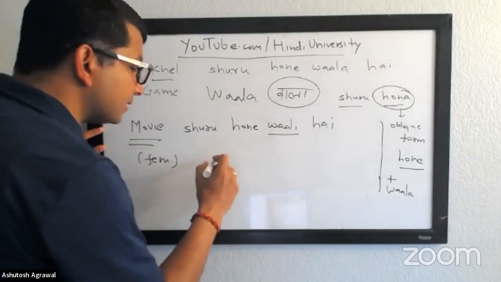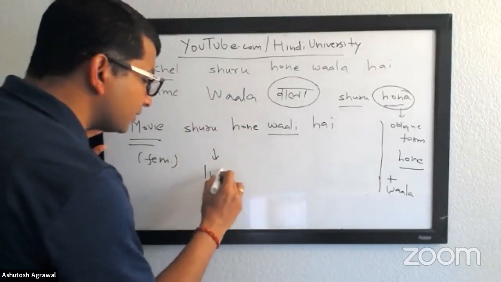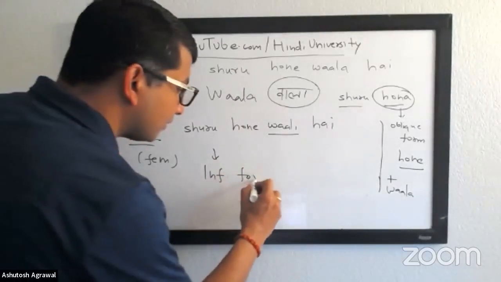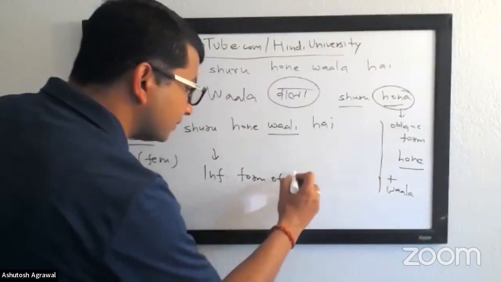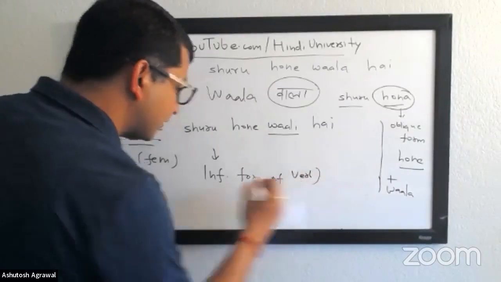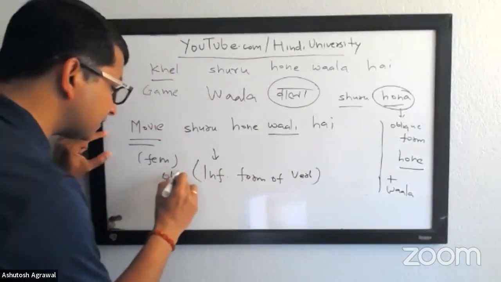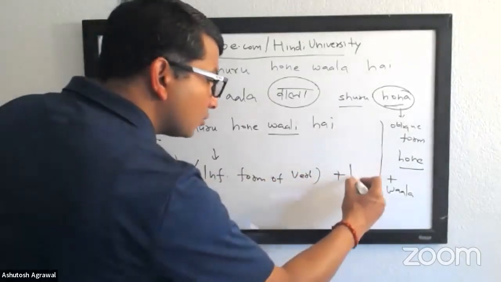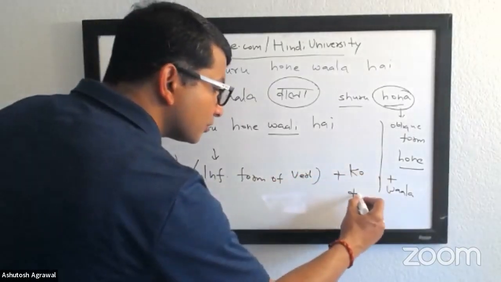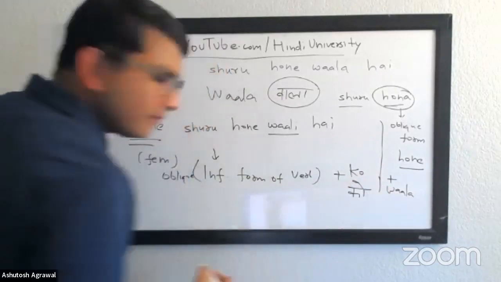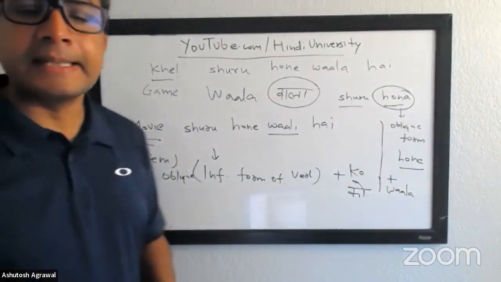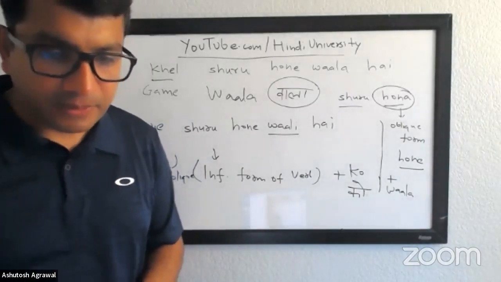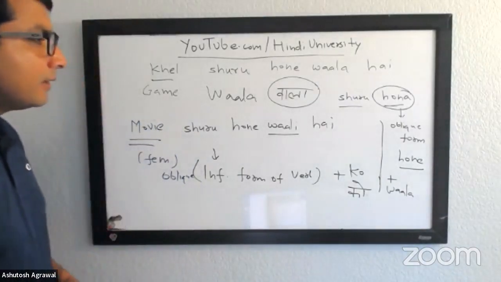take the infinitive form of the verb, you convert it into an oblique case, and you add को to it, the postposition को. Whenever you do that, it basically gives the sense that this action is about to start or about to begin. Okay, how do we do that?